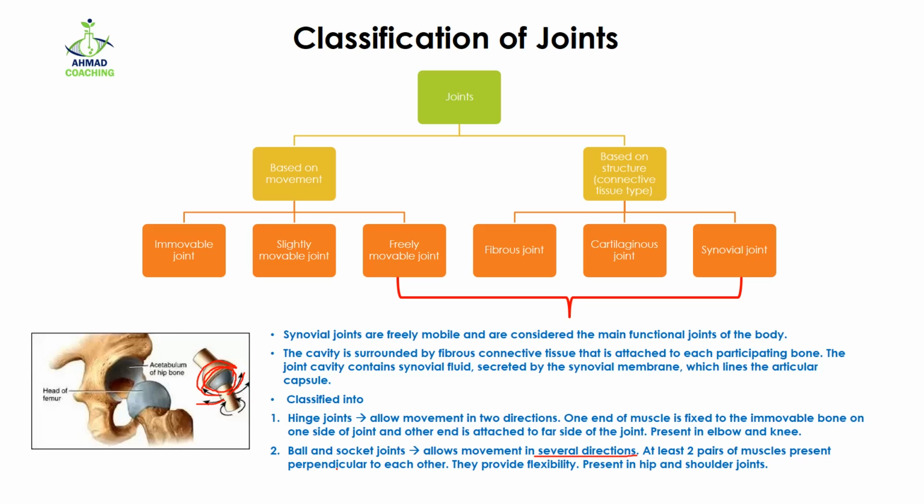At least two pairs of muscles are present perpendicular to each other. It means that like this, perpendicularly they are present and they help in the movement, and they also provide flexibility. These types of joints are present in the hips and the shoulder joints. You can easily move your joint through 360 degrees. Why? Because it has a ball and socket joint. If it had only a hinge joint, then you could not move your shoulder in 360 directions. It would just be up or down.